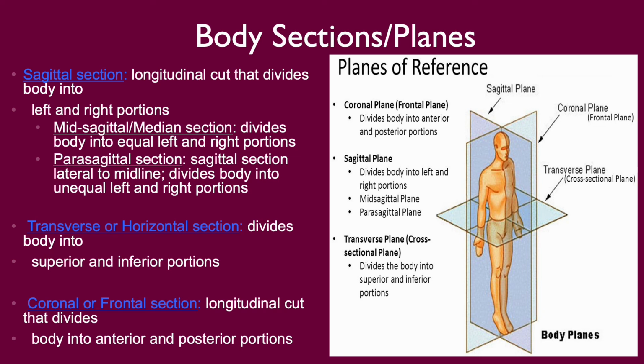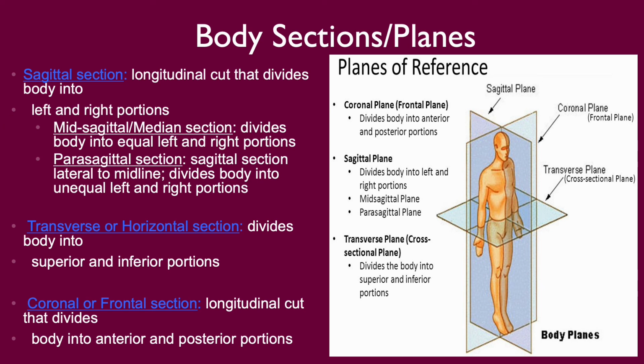So you have the sagittal section, a longitudinal cut that divides the body into left and right halves. If you look at the diagram, you will see the sagittal section, sagittal plane. It divides the body into left and right. Then you have the mid-sagittal, which divides the body into equal left and right portions. Then parasagittal, which is a section that is lateral to the midline, and it divides the body unequally to the left or the right. So it depends on how far left or how far right you make that cut.